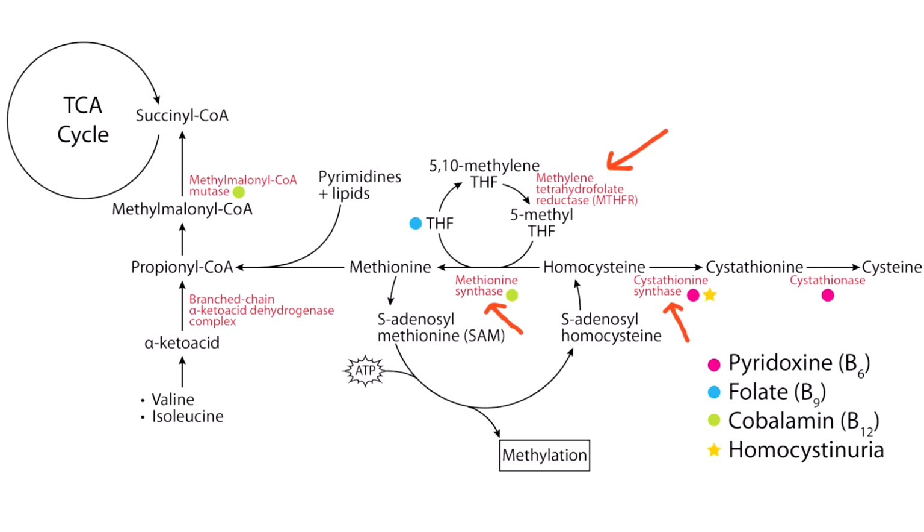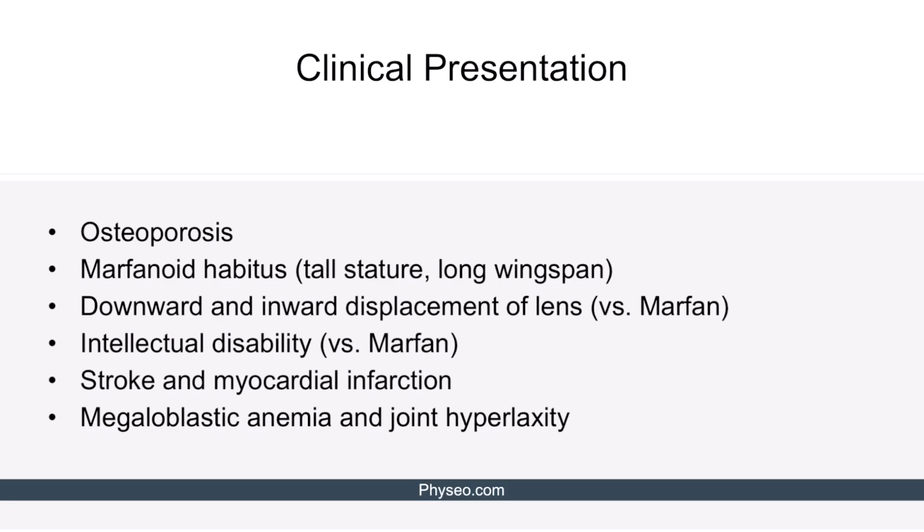This enzyme normally converts 5,10-methylene tetrahydrofolate to 5-methyl tetrahydrofolate. Let's discuss clinical presentation of homocysteinuria. Homocysteinuria is characterized by osteoporosis.